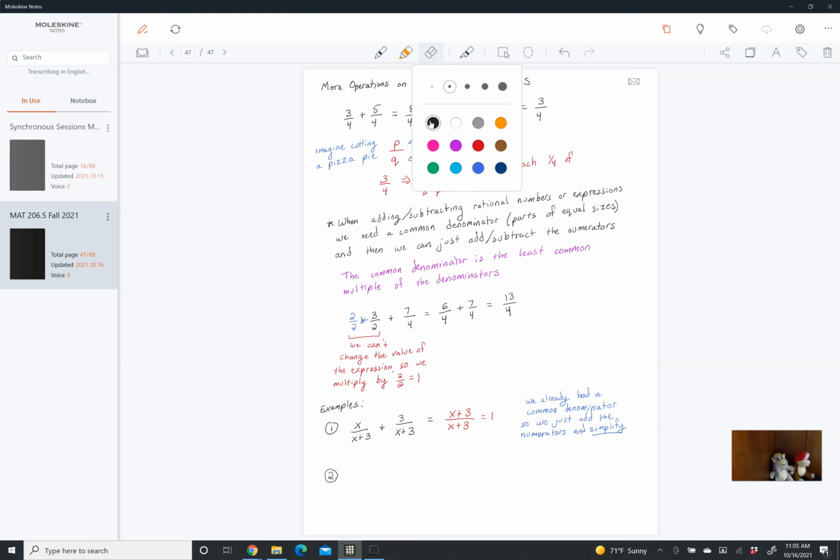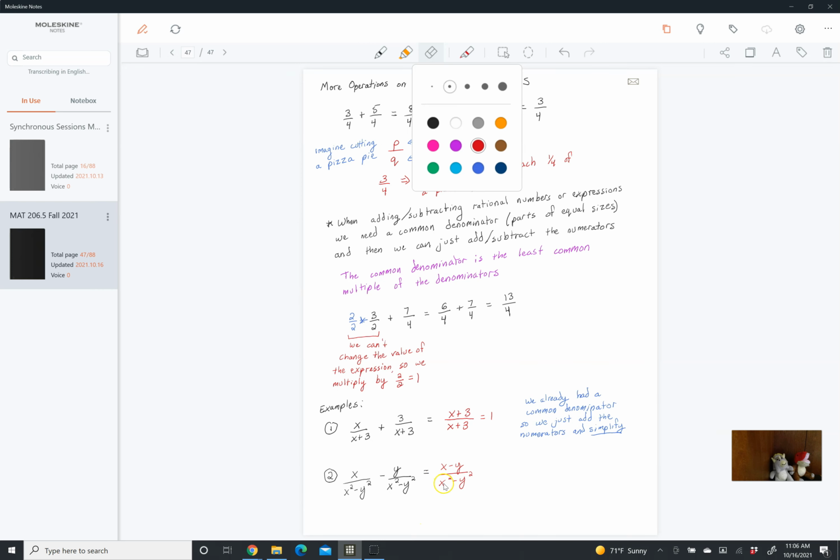So let's say that we have x over x squared minus y squared, and then we have minus y over x squared minus y squared. So remember, first thing that you check for is a common denominator. We have one here. Okay, if we have one, addition and subtraction is really straightforward. You subtract the numerators. So we have x minus y over x squared minus y squared.